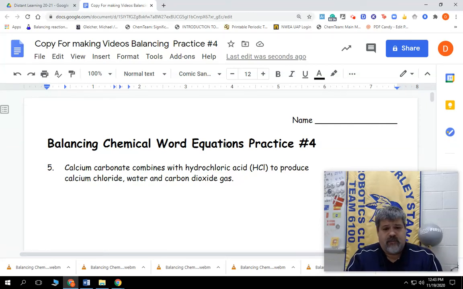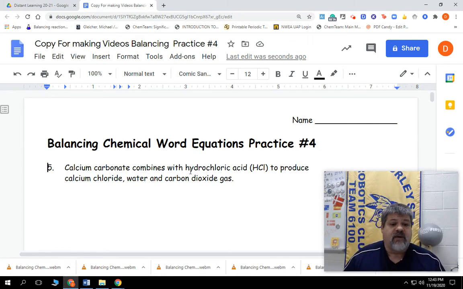We're on our last one for practice number 4 before our assessment. So hopefully you already have your answer for this and you're just double checking to make sure that you did it correctly, or hopefully I can explain where you made your mistake. So let's look at the word equation.